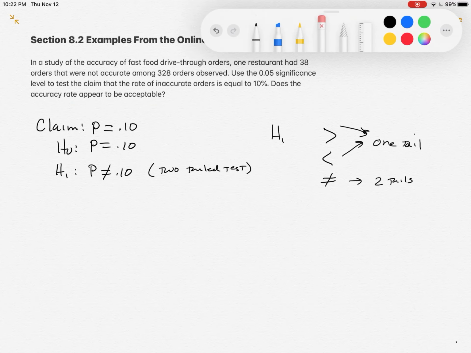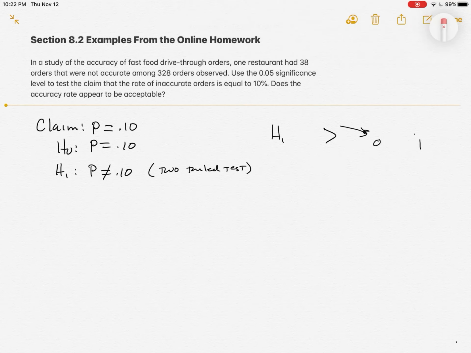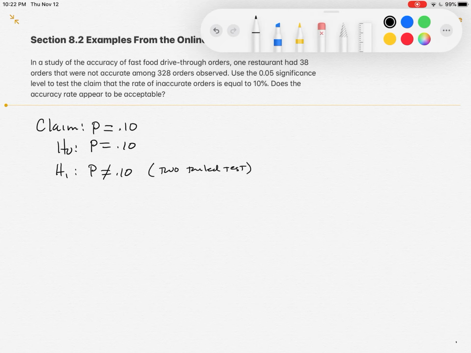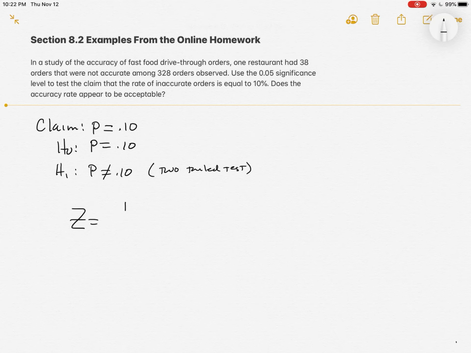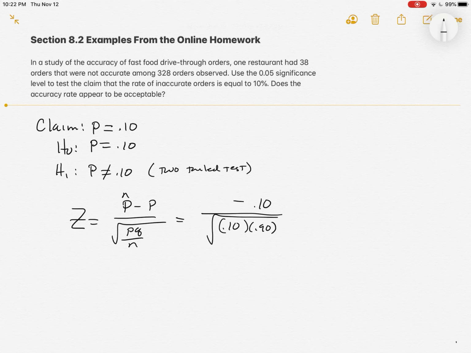So let me erase this side work notation here, and we'll keep going. The next thing we need to do is find our test statistic. Well, we'll grab the only test statistic formula that has p's and q's in it. And it looks like this. Well, we know a lot of these things. We know p is 0.10. If p is 0.10, then q is 0.90. And they must have given us a sample size. Yeah, there are 328 orders.